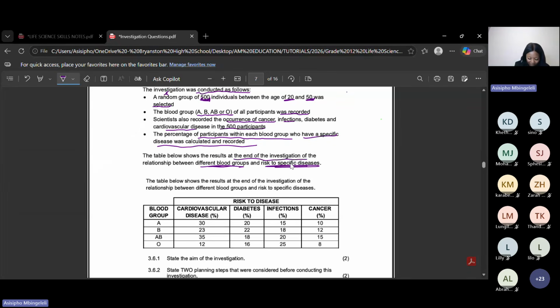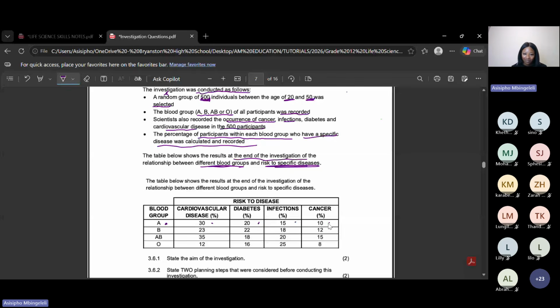So this is what they have. Blood group A, from the 500 individuals who were blood group A, they found that 30% of them had the cardiovascular disease, not the 500, only those who were blood group A. And for the diabetes, it was 20%, infections, 15%, cancer, 10%. You do the same for the other groups.